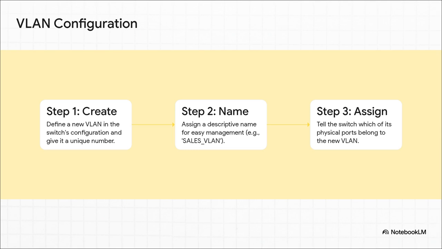First, you create the virtual network, and you give it a number, say VLAN 10. Simple. Second, you give it a friendly name like Sales VLAN, so you actually remember what it's for 6 months from now. And last, you just tell the switch which of its physical ports, maybe ports 1 through 8, belong to that VLAN. Done. Anything you plug into those ports is now in its own private network.